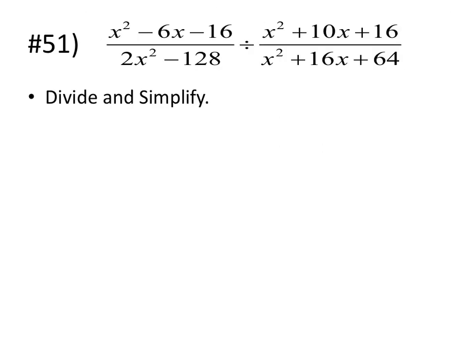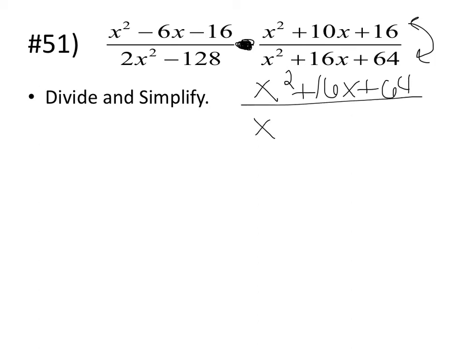Okay. So this problem should look very familiar. It is very similar to a problem we just did before, but that's okay because now we're dividing, so it's going to be different. So we're going to change this, so you keep it, switch it, flip it, okay? So I'm going to change this to multiplication, and then we're just going to flip this over. So it's going to become x squared plus 16x plus 64 over x squared plus 10x plus 16. Okay, so then we number them 1, 2, 3, 4.